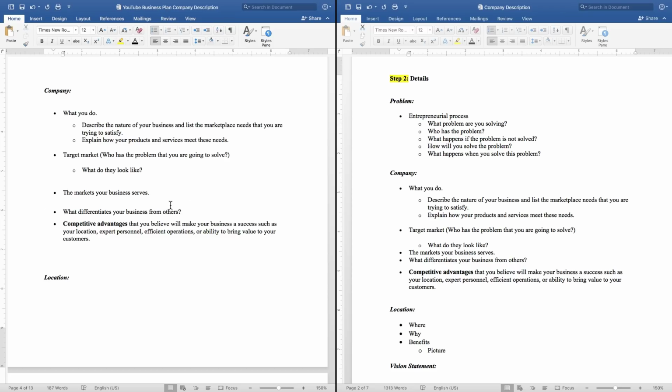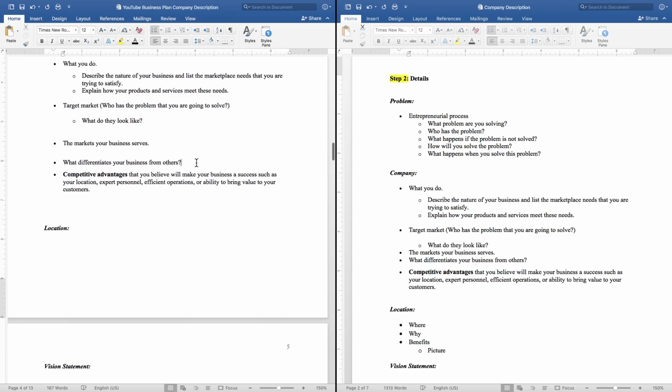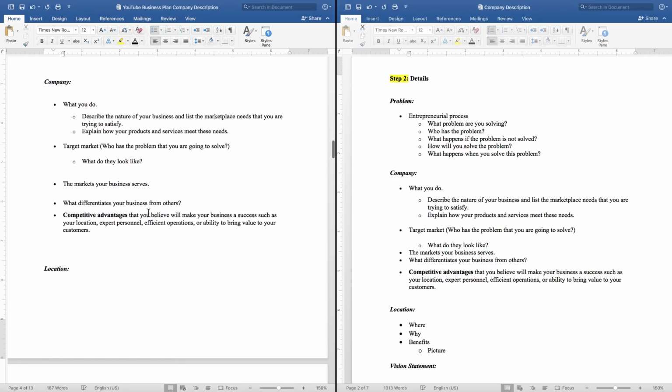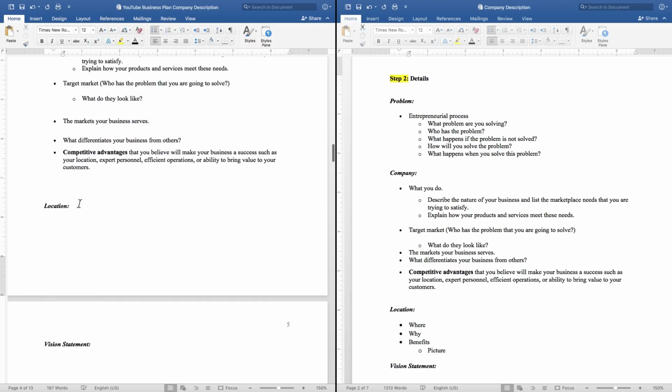So those are the markets your business is going to serve, and then in this section we're going to discuss what differentiates your company from other companies. Again, just one or two sentences. We're going to be brief about this. Then we're going to talk a little bit in this section about competitive advantage. What is your company going to do better than everybody else? Why should customers use your company? That is going to be the final portion of this segment.